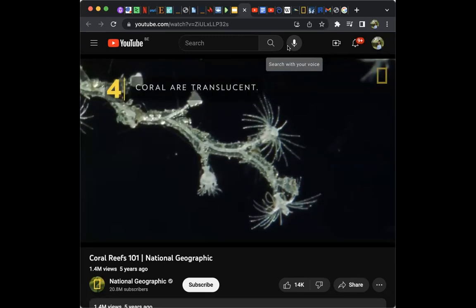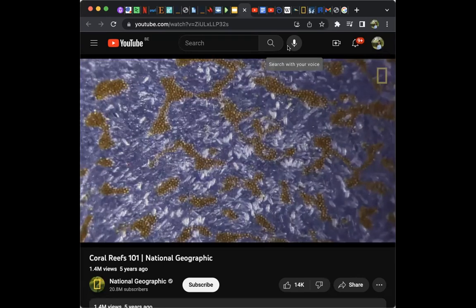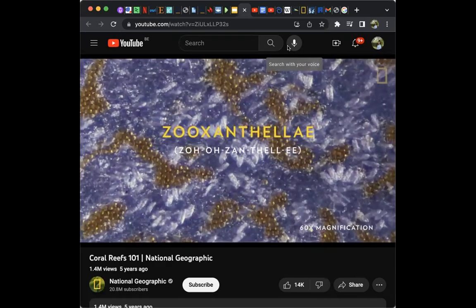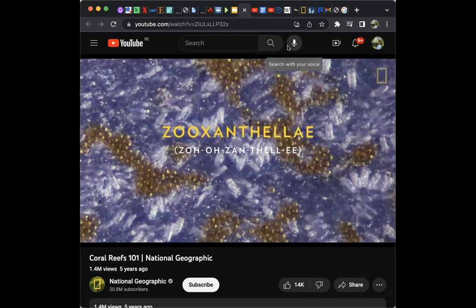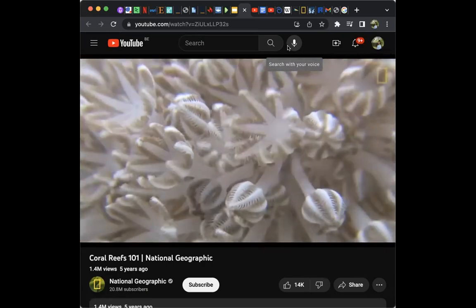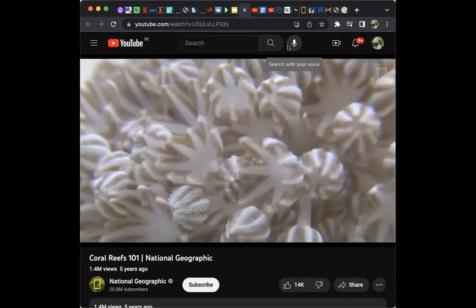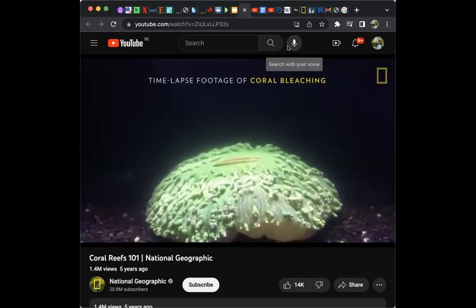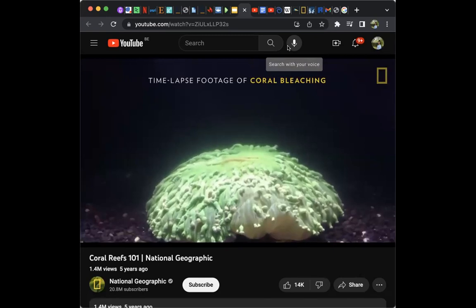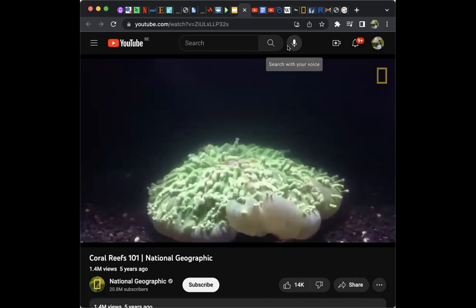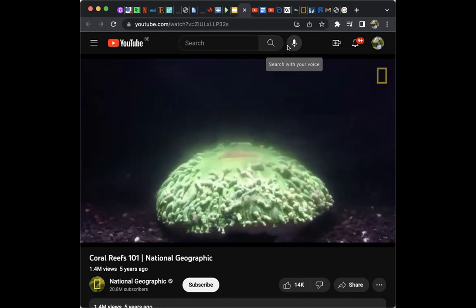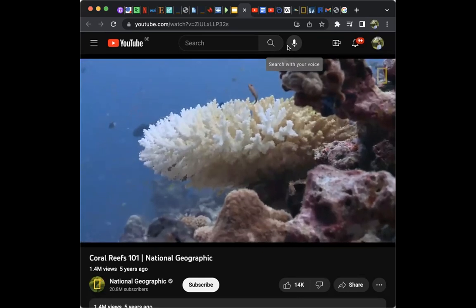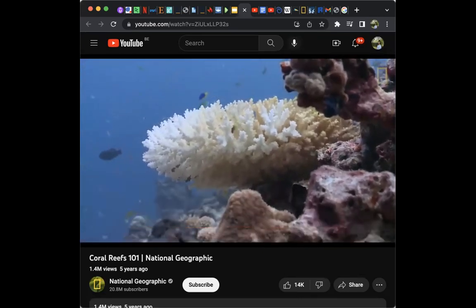Coral are translucent. Coral reefs get their rainbow of colors from algae or zooxanthellae that live in their tissue. Though corals use their tentacles to capture some food, most of their food comes from the algae they house. When coral becomes stressed by pollution or other factors, they evict their algae. Coral bleaching results, revealing corals' white skeletons.